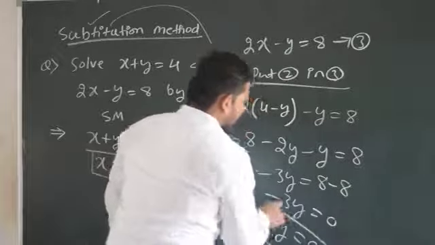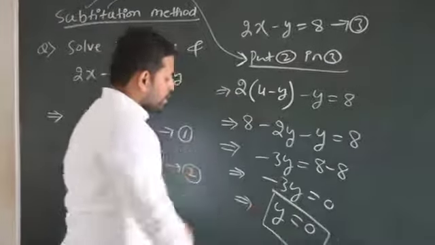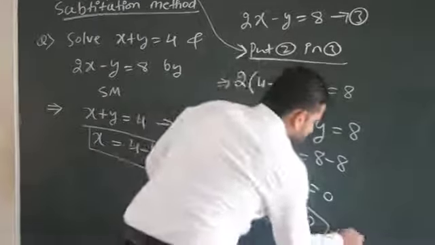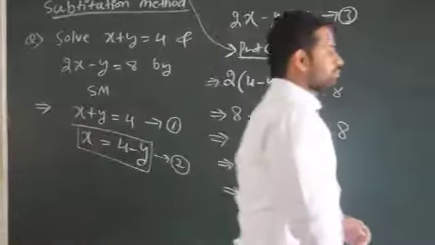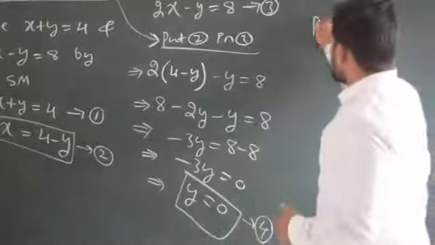So this minus 3 becomes divided by minus 3. 0 divided by minus 3 is, as usual, y equal to 0 only. Then I am going to call this equation number 4. I got the value of y now. Now similarly I want the value of x also.